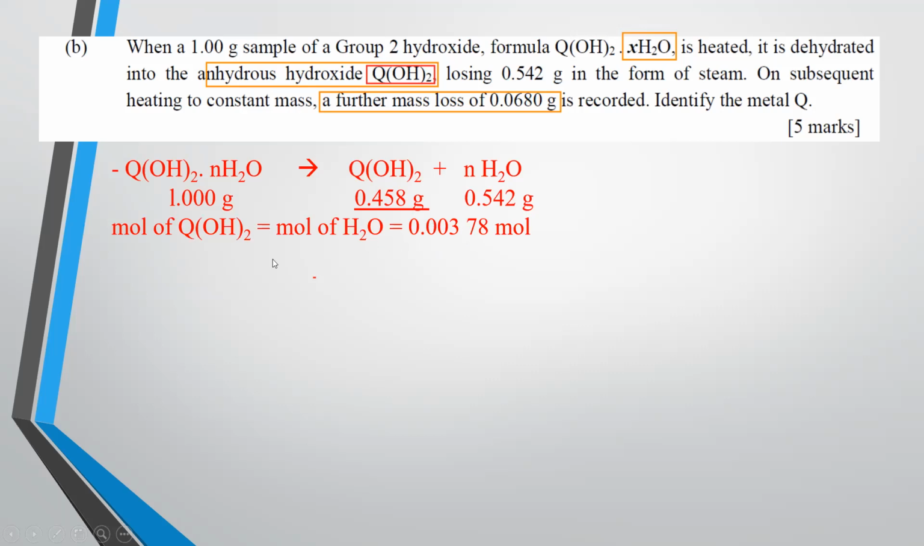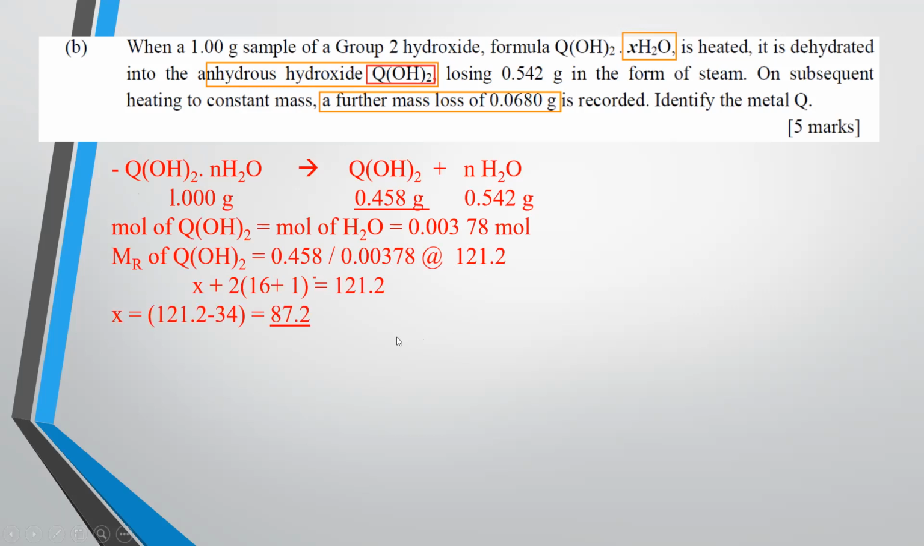Why can we say like that? Because stoichiometrically, 1 mole of the Q(OH)2 gives 1 mole of the dehydrated product, 1:1. Okay, so the molar mass of the Q(OH)2 here is 0.458 divided by 0.00378. You get 1:1 mole. Okay. So X is equal to 12 times 16 plus 1. So you get 87.2. Therefore, metal Q is barium in here. Okay.